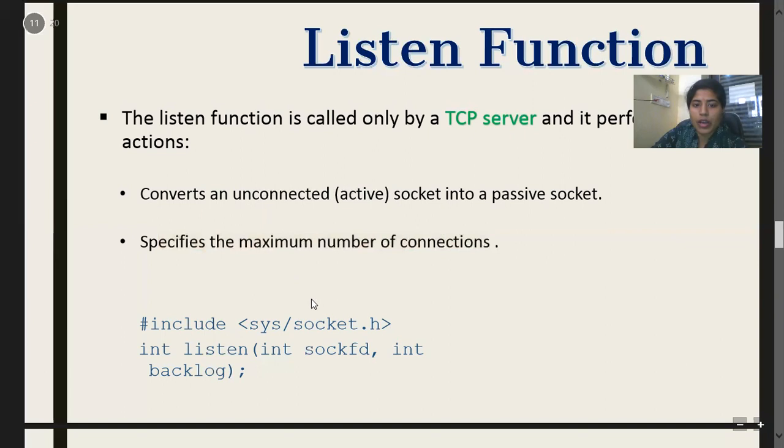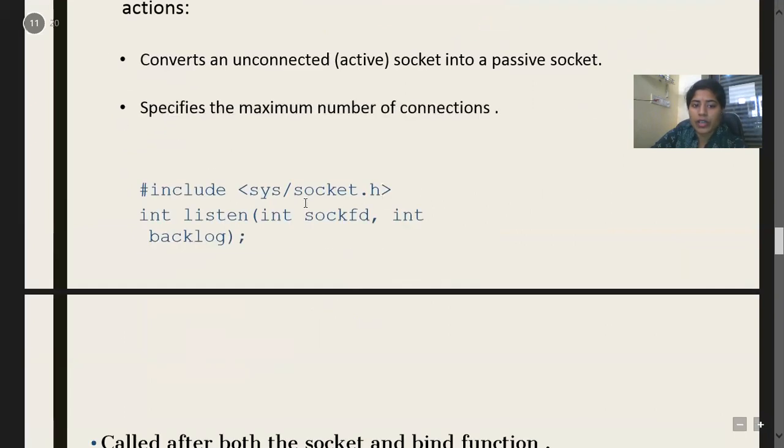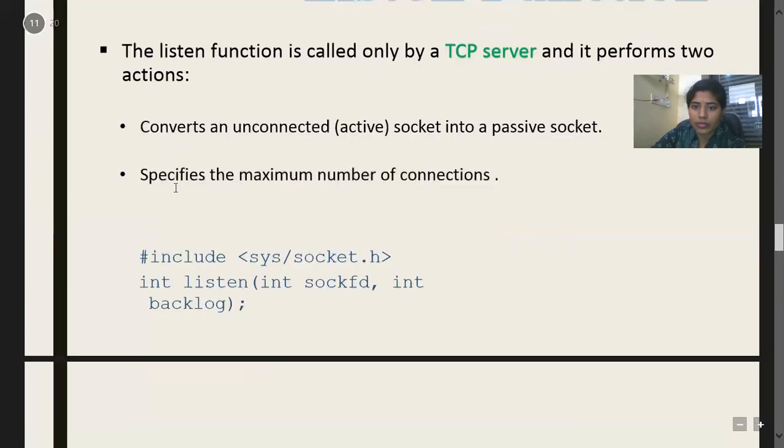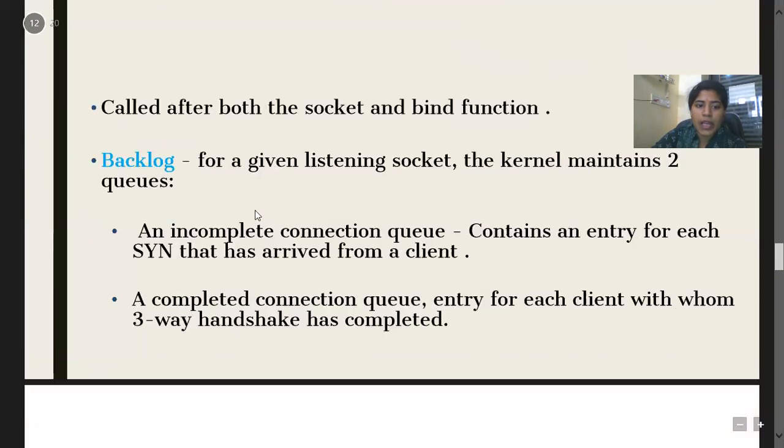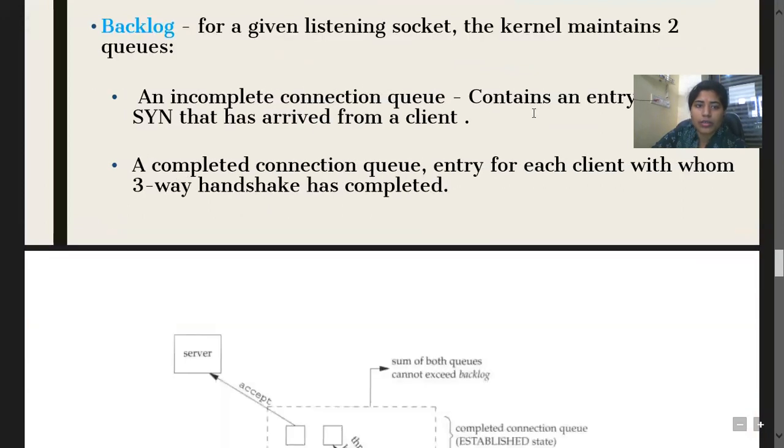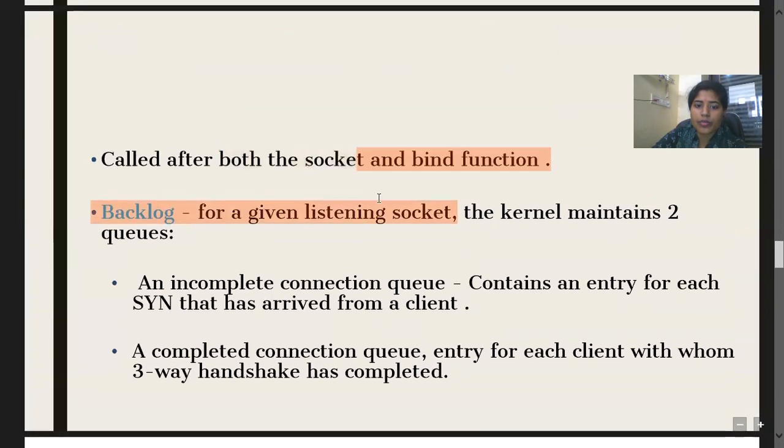Okay, so how will the code be written for the listen function? Same as the previous code, include sys/socket.h, then int listen with socket fd and int backlog. It is called after both the socket and bind functions. Here, what is the backlog?